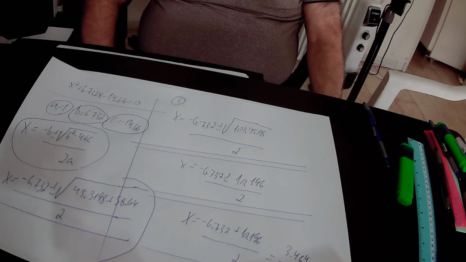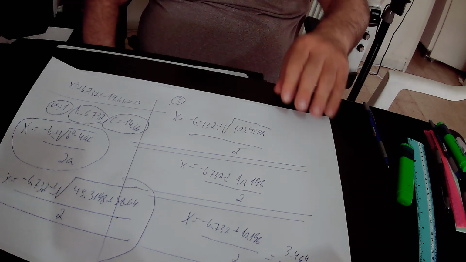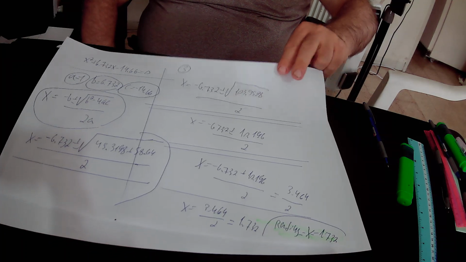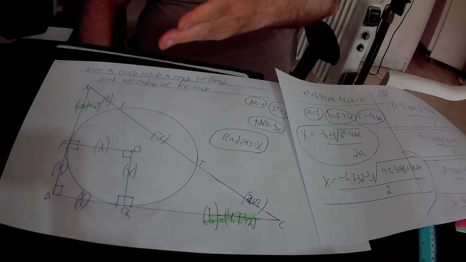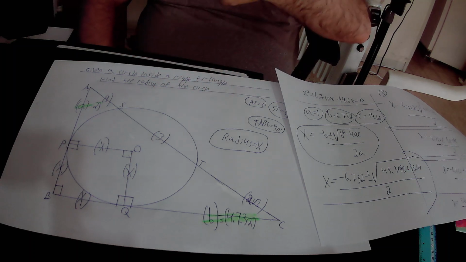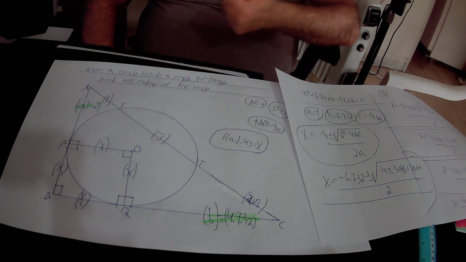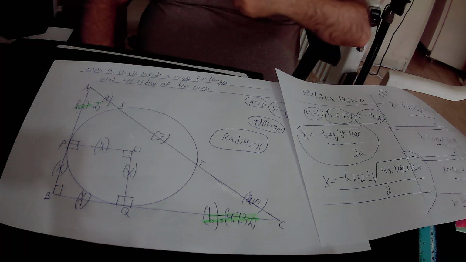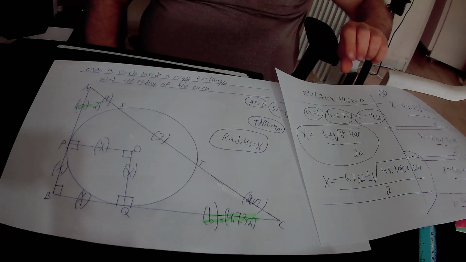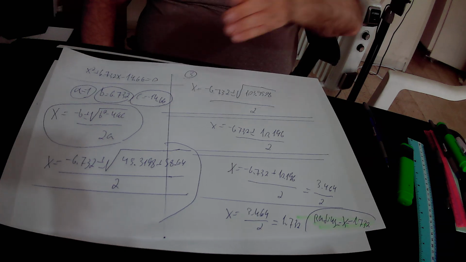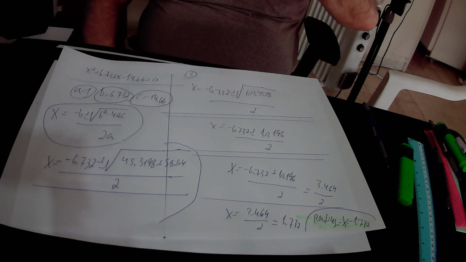The negative solution is minus 6.732 minus 10.196, that is definitely a negative number. But this is an incorrect solution. We cancel this solution. Why? Because x, according to our definition, is the radius of this circle, and the radius is a length, and a length must be a positive number. Therefore, the negative solution is irrelevant. We cancel it, and we are left only with the positive solution for the value of x.